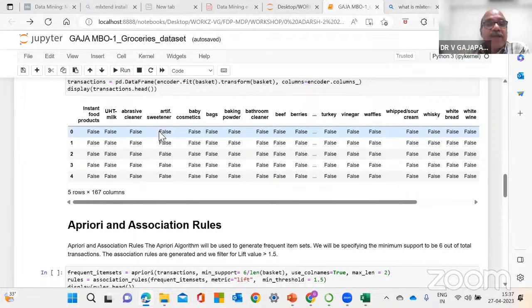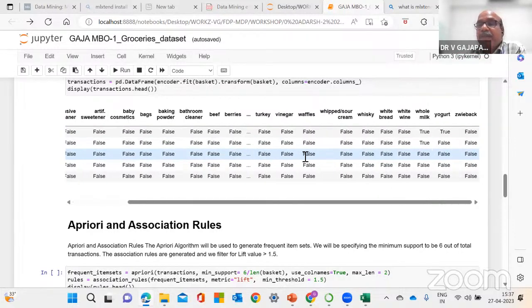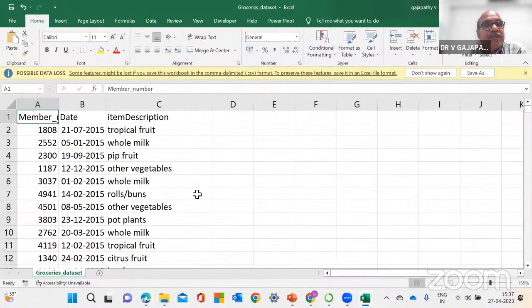This vector will be used for the MBA analysis. We will see now. Here whole milk is there, right? White bread, whole milk is there. Let us see the data. You see the data, whole milk is there. This is whole milk for member ID 2552, and on 5/1/2015 whole milk is there.